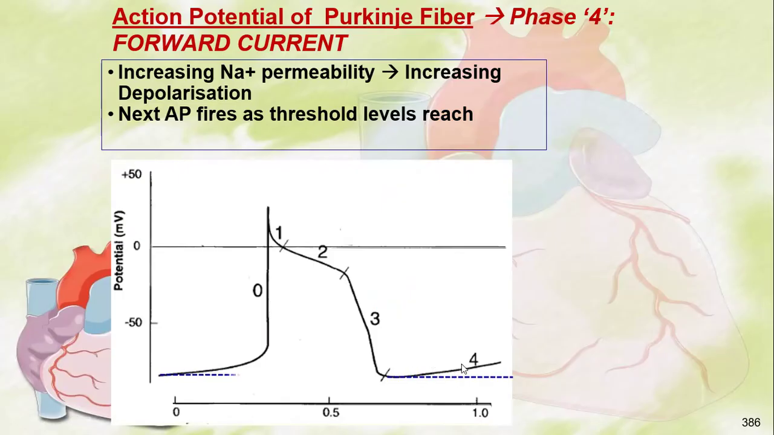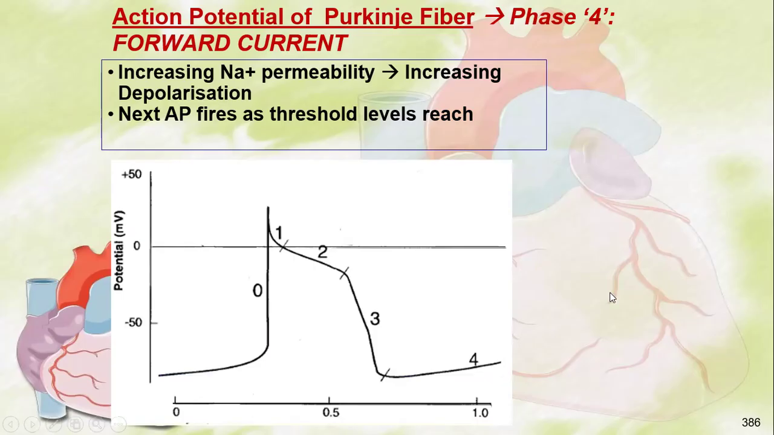It means that the sodium permeability increases, which increases depolarization, and the next action potential fires as the threshold value is reached. So this makes phase 4. Whenever your action potential reaches the threshold value, you can see here, this is your threshold value, so there is the starting of phase 0. There is an opening of your voltage gated sodium channels, so that will move the action potential towards the positive side. So these are the different phases when we talk about the electrophysiology of the heart.